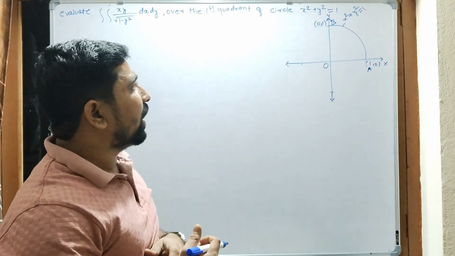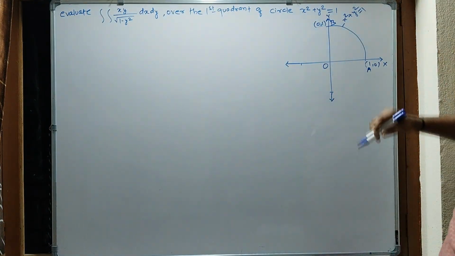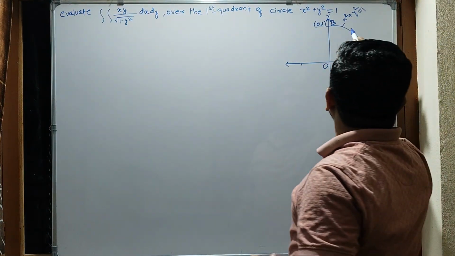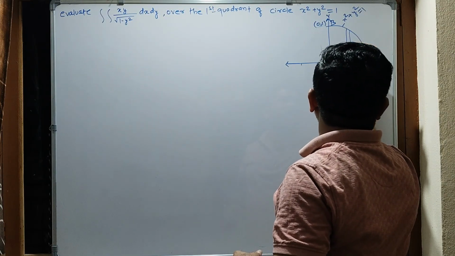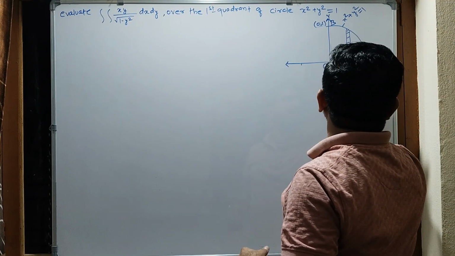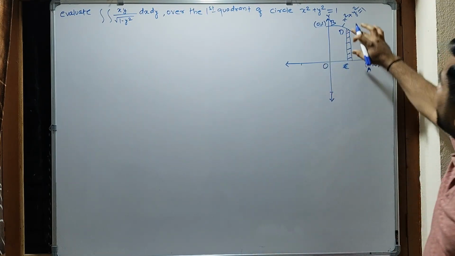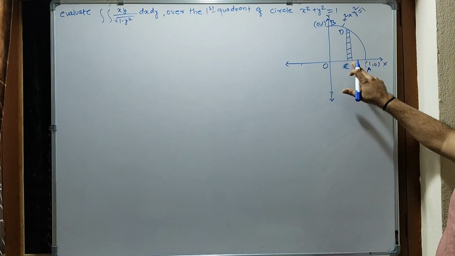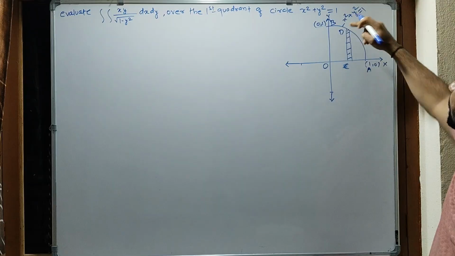Here either you can use vertical strip method or horizontal strip method. I want to use the vertical strip method. Let's say I draw the vertical strip CD, which is parallel to the y axis. It starts on the x axis and terminates on the circumference of the circle at this point.